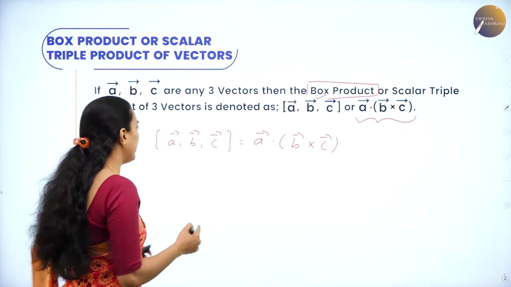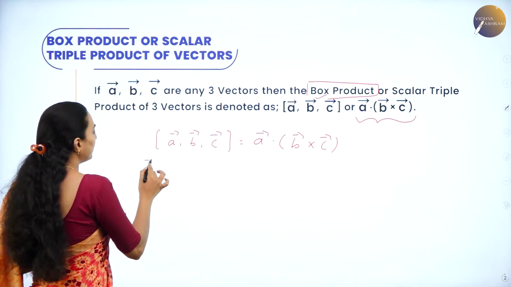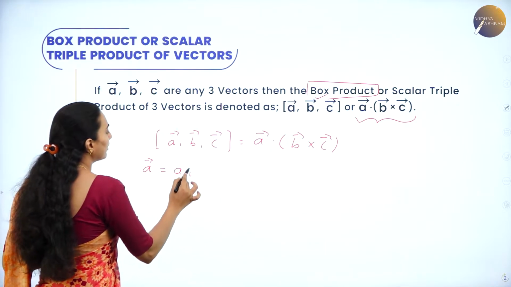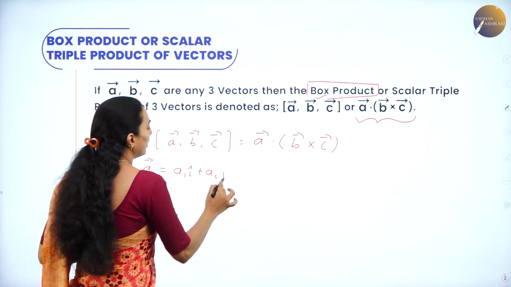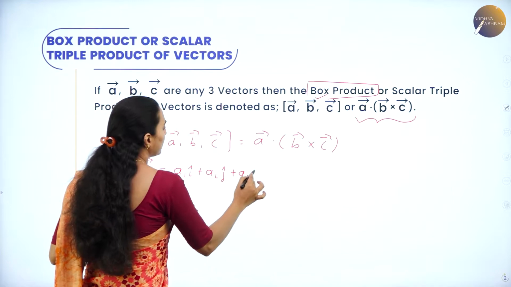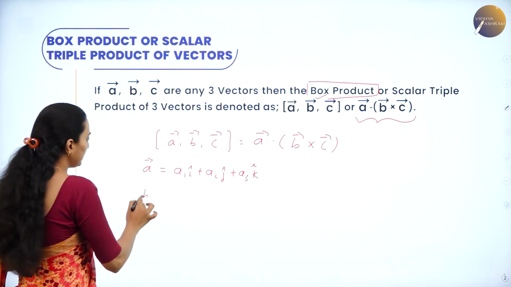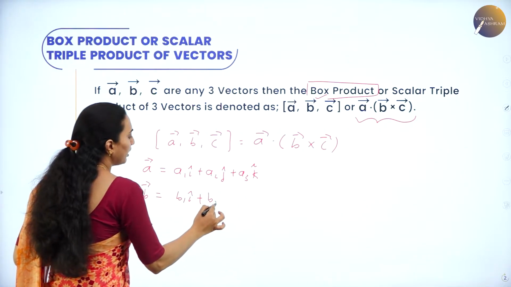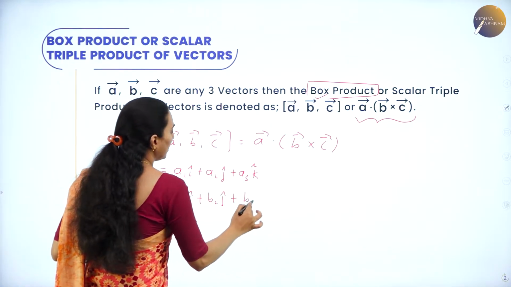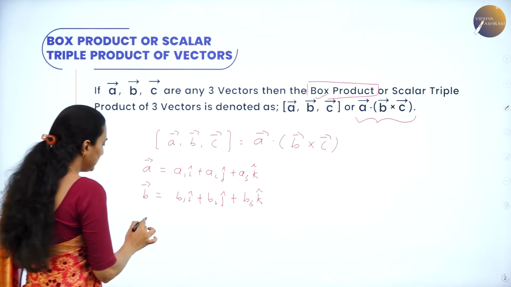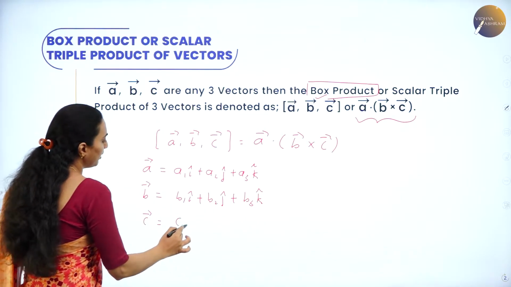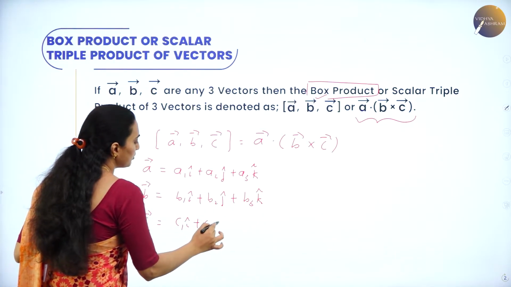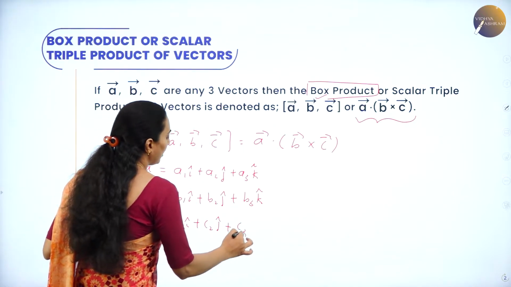Now, what is A vector? The coefficients of A vector will be like this: A1i plus A2j plus A3k. Similarly, B vector is nothing but B1i plus B2j plus B3k. And C vector is equal to C1i plus C2j plus C3k.